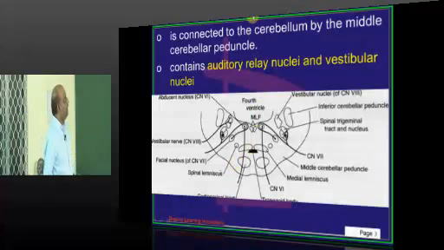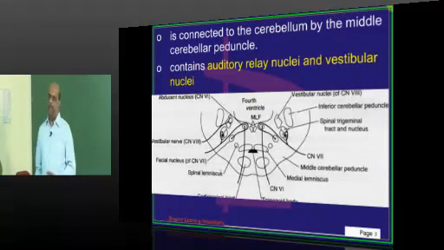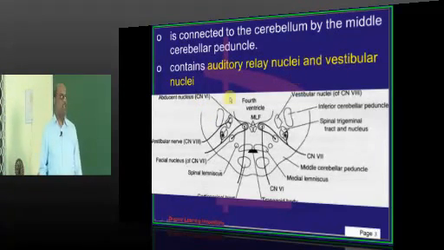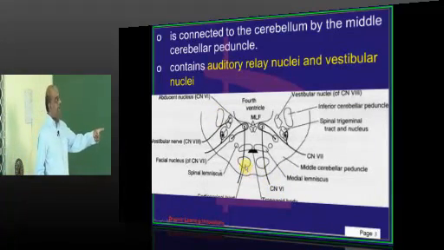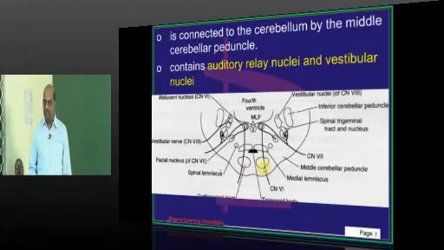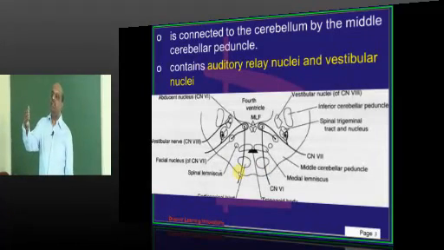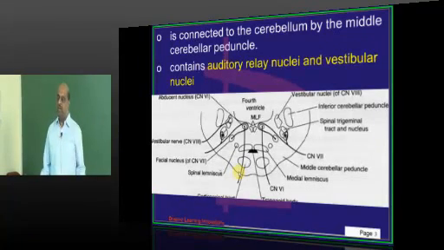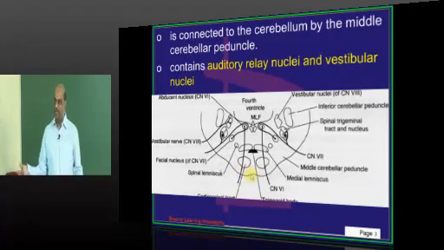Right, doctor? Now let us talk about the pons. The pons is connected to the cerebellum by the middle cerebellar peduncle. The pons typically has the auditory relay nuclei and the vestibular nuclei. Basically, the vestibular nuclei are pontine structures extending into the rostral part of the medulla. So it is your choice to learn the vestibular nuclei either as a part of the pons or as a part of the medulla, whatever.